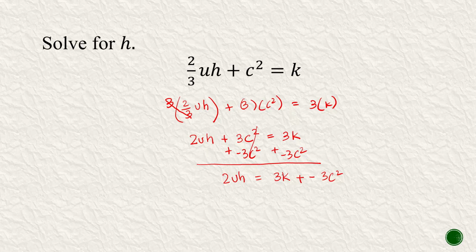So now the last step is to remove the 2 and the u. All right? So between 2u and h, that's multiplication. So how are you going to undo multiplication? Division. Correct. So meaning I'm just going to divide this by 2u. And I will also divide the right side by 2u. So cancel that. So now the final answer is h equals 3k plus minus, that's just multiplication. So a positive times a negative is negative 3c square all over 2u.